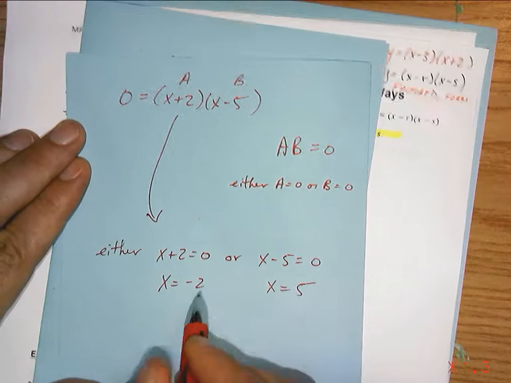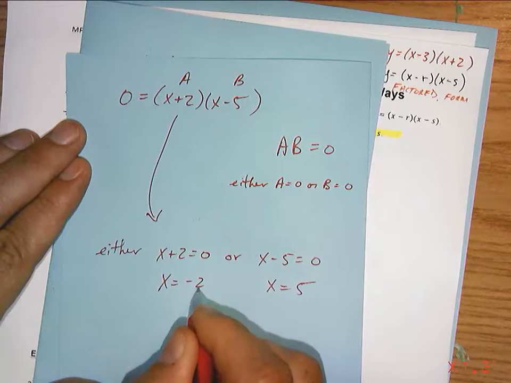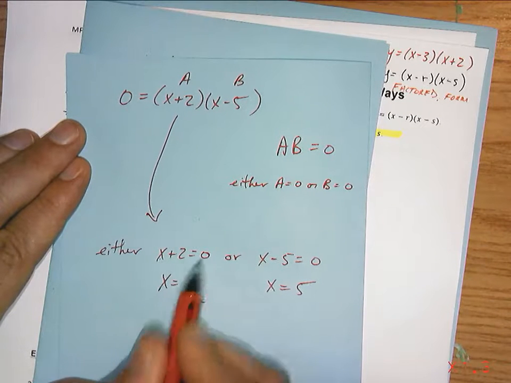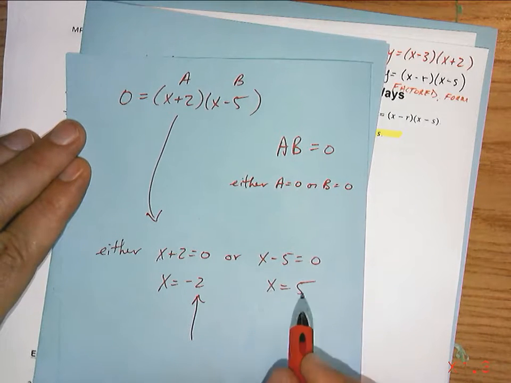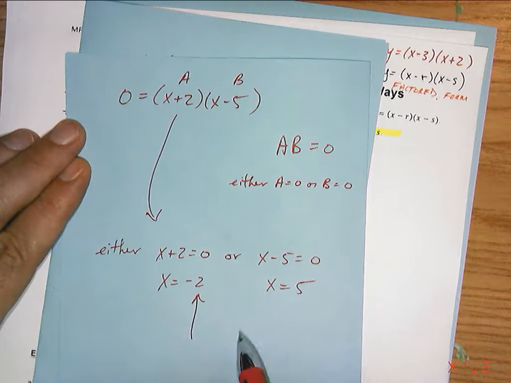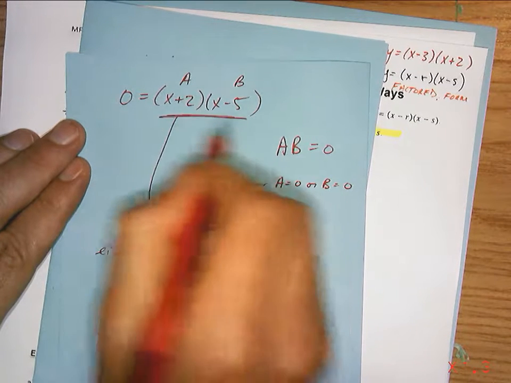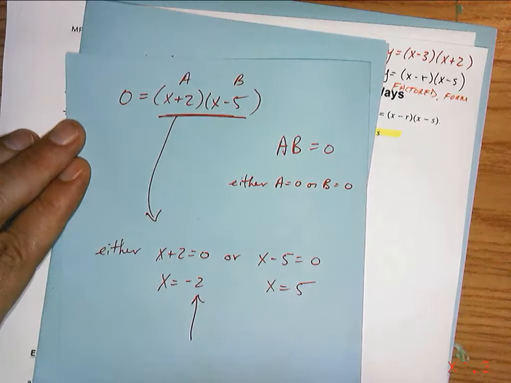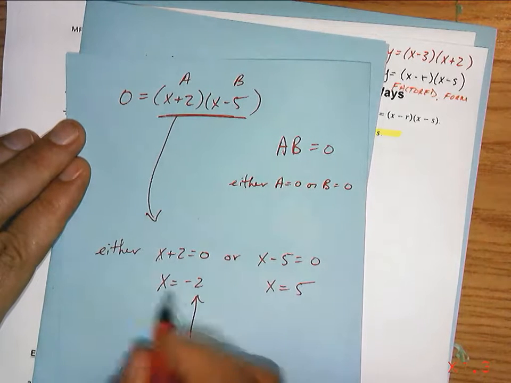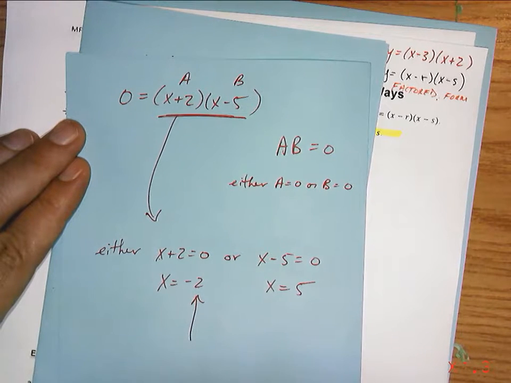And we find out that when we have x equals negative 2, x plus 2 is 0. And we find out when x is equal to 5, 5 minus 5 is 0. Which means these are the values that make this equation 0. Which is why the x-intercepts are called the zeros of the equation.